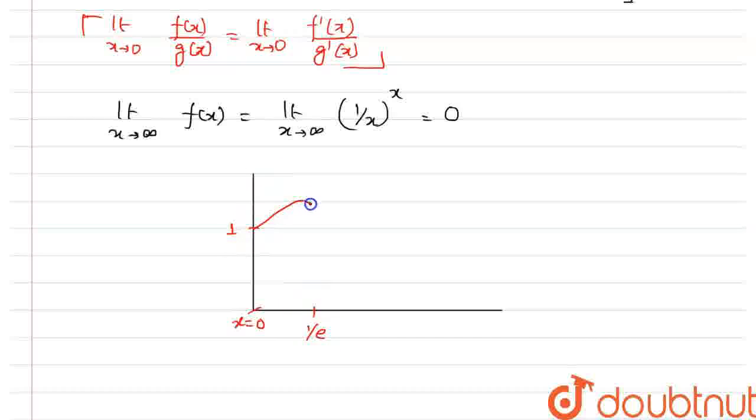Here it will attain maximum and then it will slowly converge to 0, since the value of the function as x tends to infinity is equal to 0. So this is our required graph of the function. This point here will be x equals 1/e, and this is the maximum point. So this is the graph of the function f(x), which is equal to (1/x)^x, and that's our required answer.